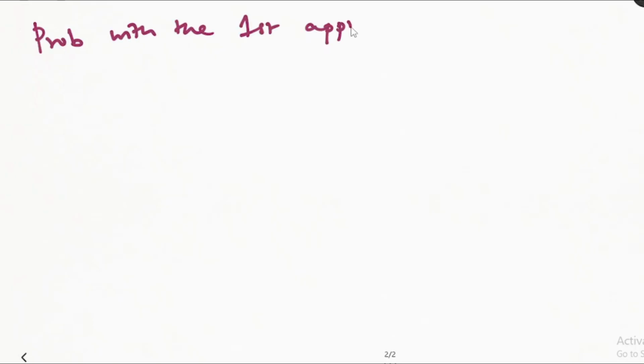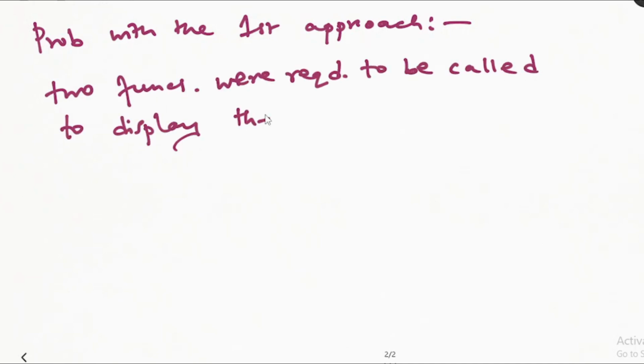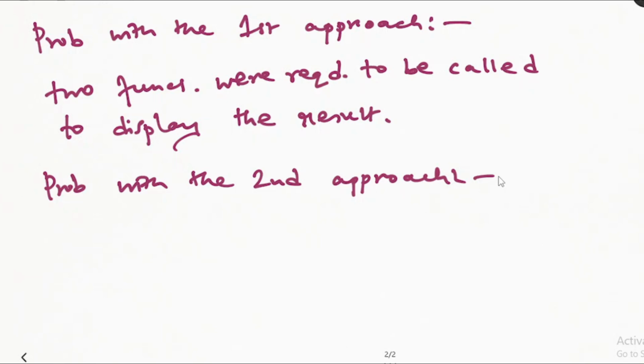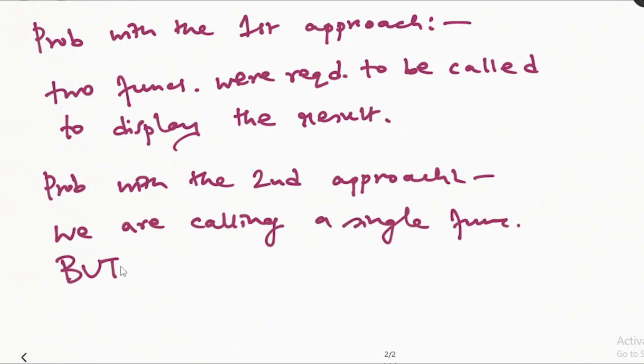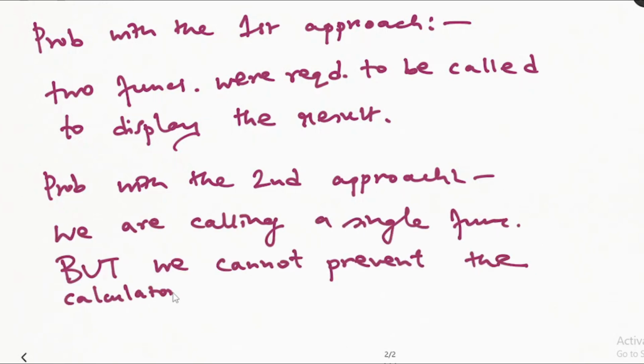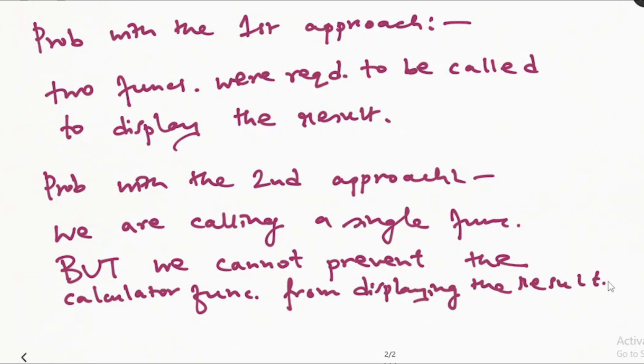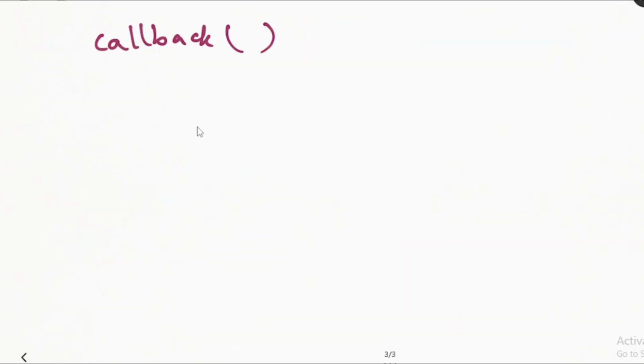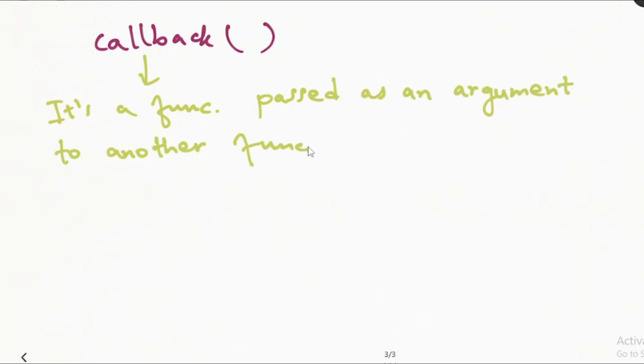The problem with the first approach is that two functions were required to be called to display the result, and the problem with the second approach is that we are calling a single function, but we cannot prevent the calculator function from displaying the result. So here callback comes into the picture. It's a function passed as an argument to another function.